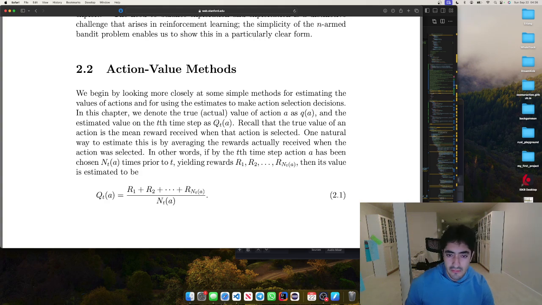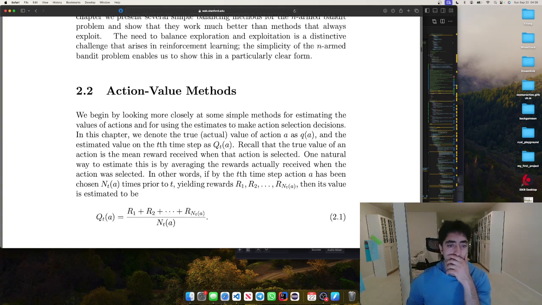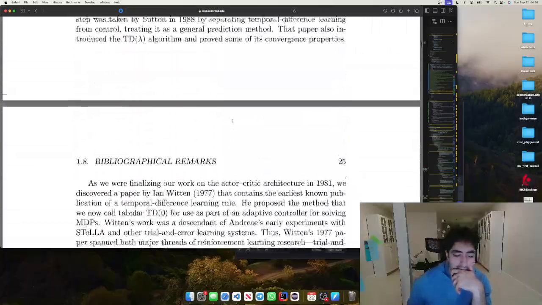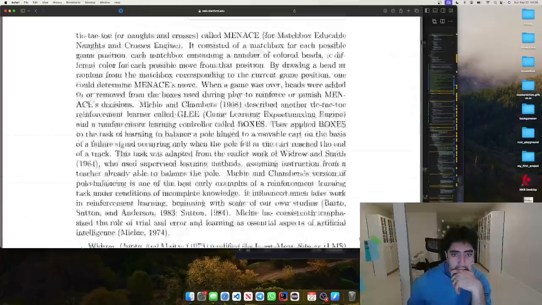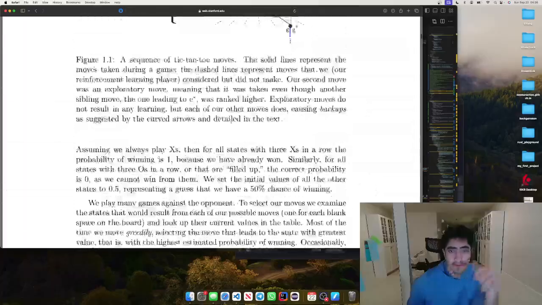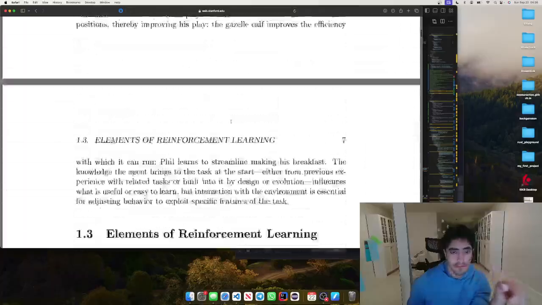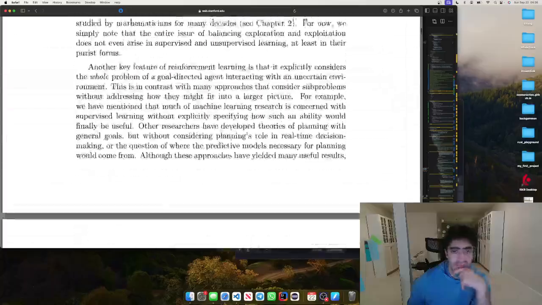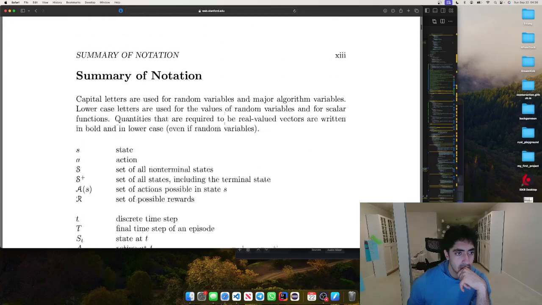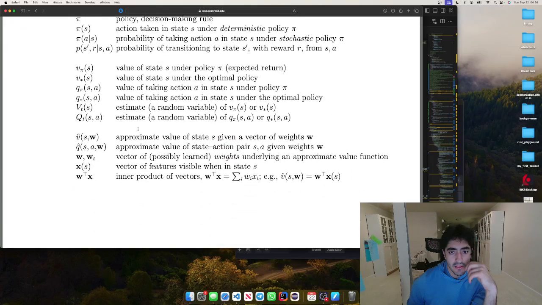What was Q again? Q is the estimate of the random variable, the value of taking action a in a state.